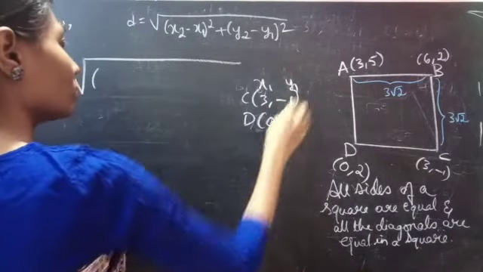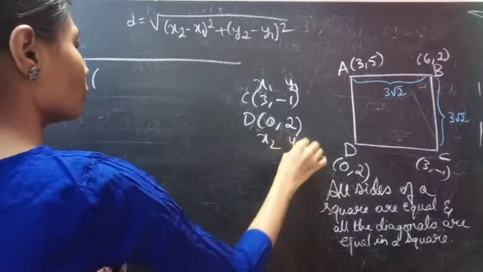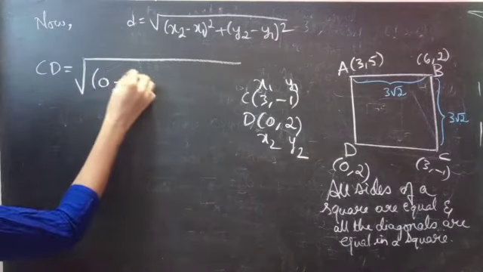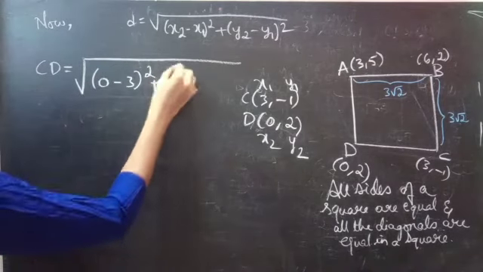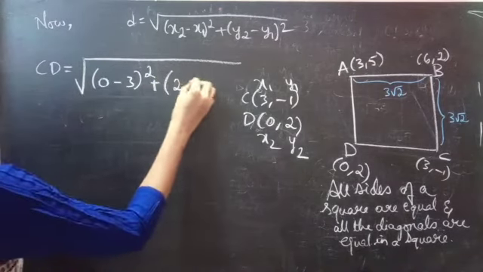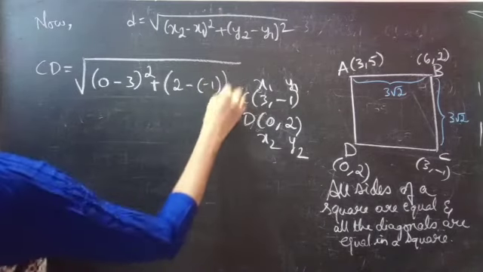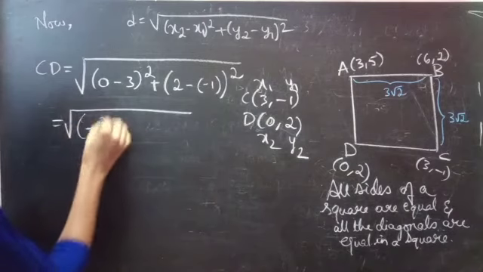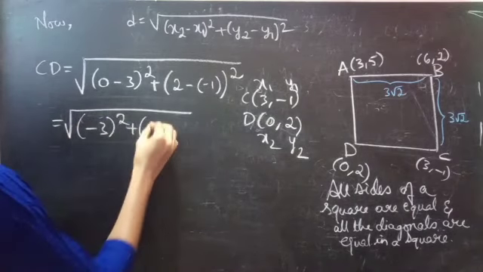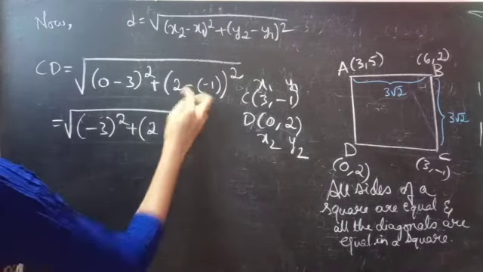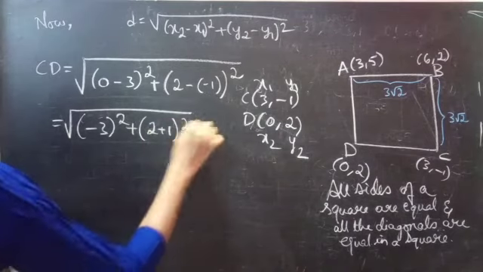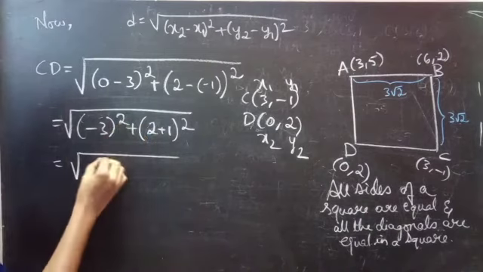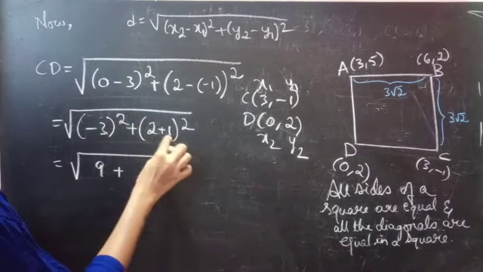X1, Y1, X2, Y2. So you're having (X2 0 minus X1 3) whole square plus (Y2 2 minus Y1 minus 1) whole square. So this is equal to the square root of minus 3 whole square plus 2 minus into minus plus 1, which is 2 plus 1 whole square.